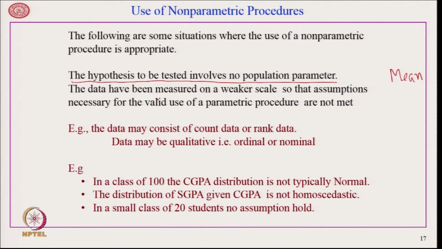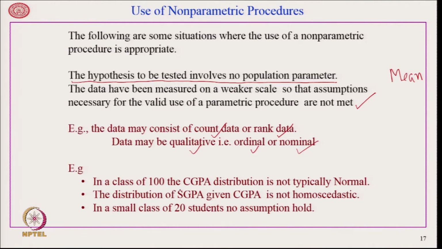Second thing is that the data have been measured on a weaker scale, so that assumptions necessary for the valid use of parametric procedure are not met. For example, the data may consist of count data and rank data. Data may be qualitative, ordinal or nominal. I have in some sense explained this thing, so I am not going into details. We will come across them in course of time, but let me give you some example.